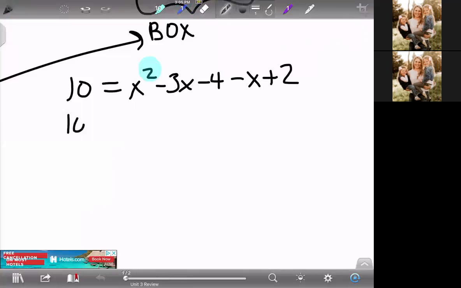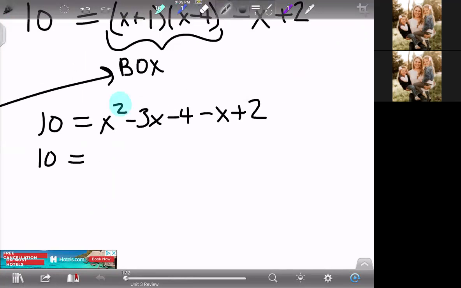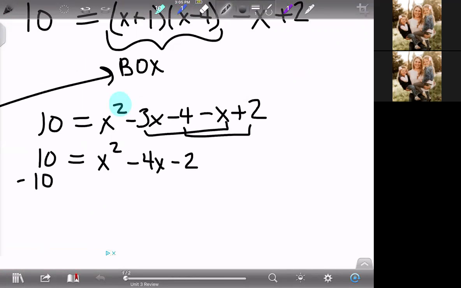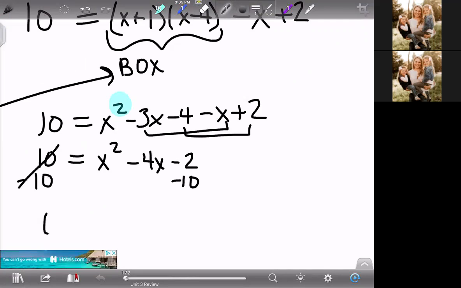So first thing I'm going to do is combine like terms on the right-hand side. x squared gets brought down. These x's get put together to be -4x. The constants here, -4 and +2, combine to give you -2. And now I would move that 10 over by subtracting 10 from both sides. So 0 equals x squared minus 4x minus 12.